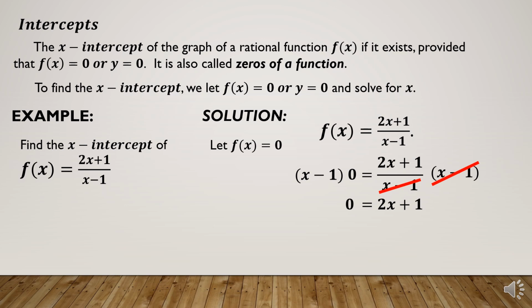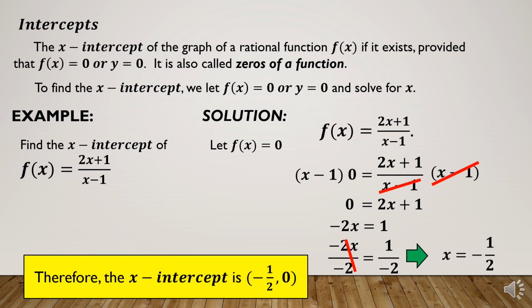Then to solve for x, we need to transpose 2x to the other side of our equation, or on the left side. So we have negative 2x equals 1. Then divide both sides by negative 2 to solve for x. Therefore, x is equal to negative 1/2. Therefore, the x-intercept is negative 1/2, 0. Always remember that the x-intercept is also a point.